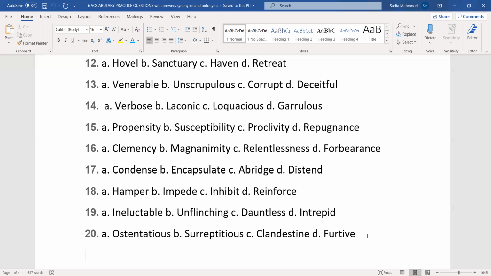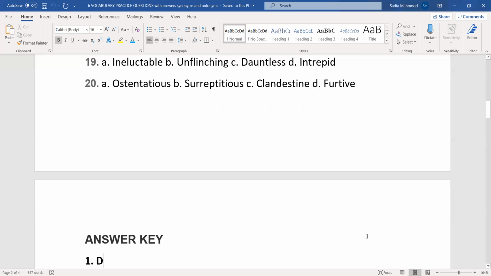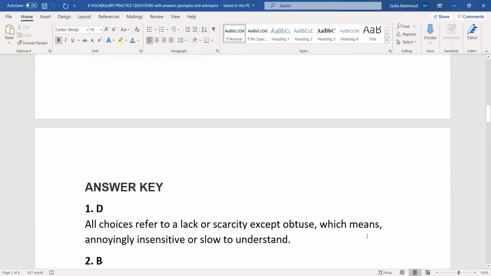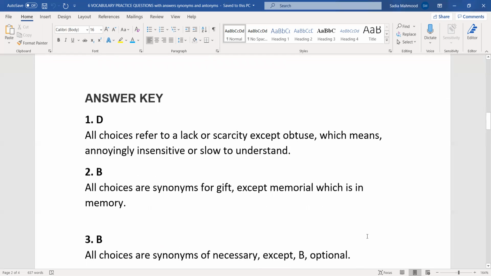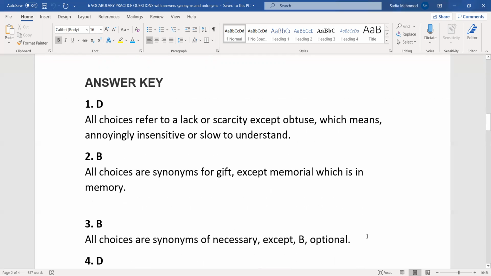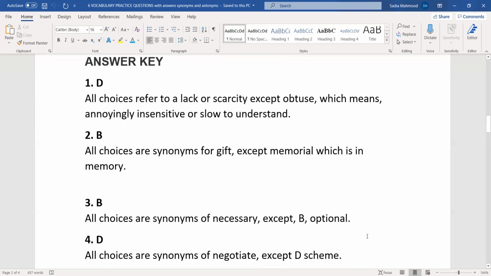Now let us look at the answers and self-evaluate. Question 1, D is the right option. All choices refer to a lack of scarcity except obtuse, which means annoyingly insensitive or slow to understand. This was worked out in the beginning of the test. From question 2 onwards, we have begun attempting, so let us self evaluate.